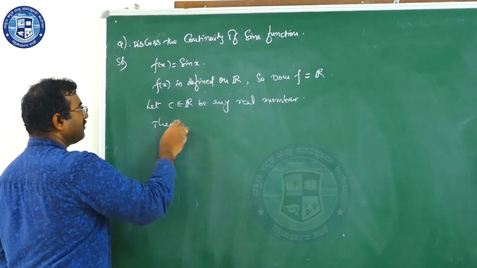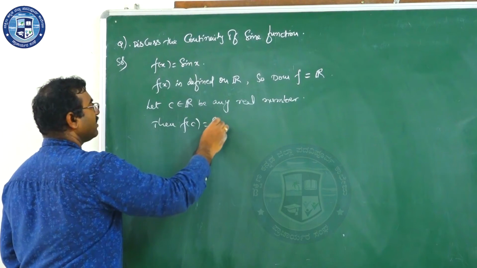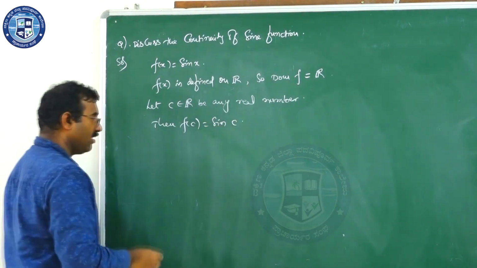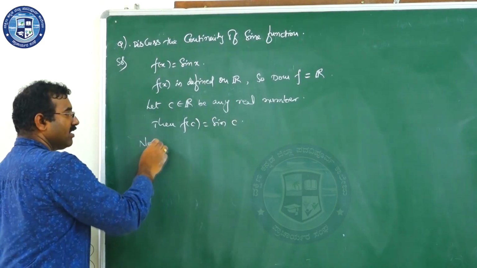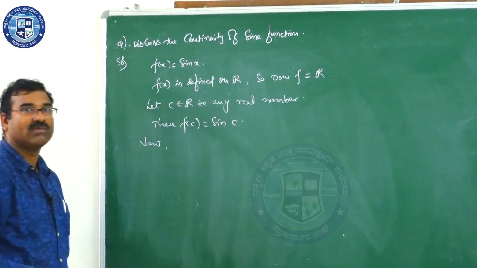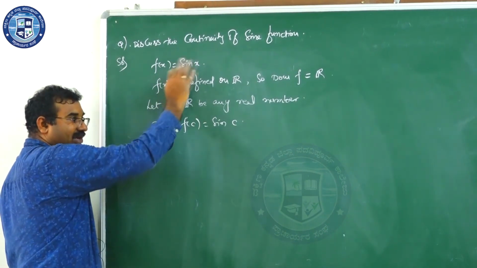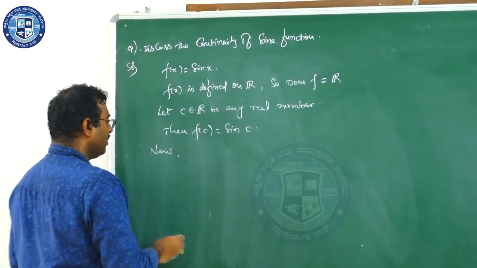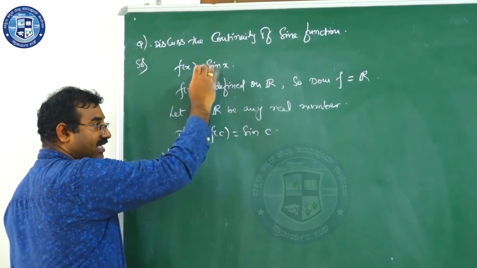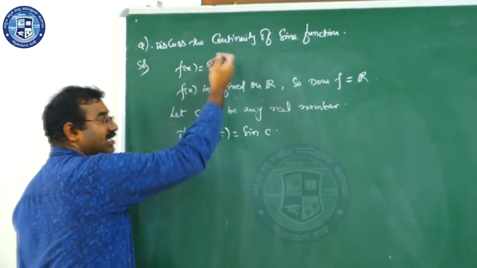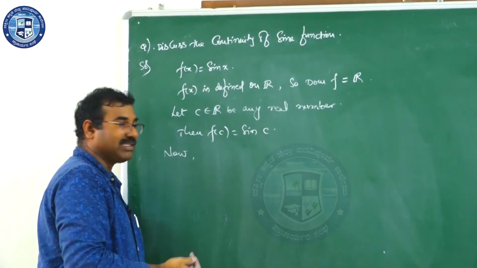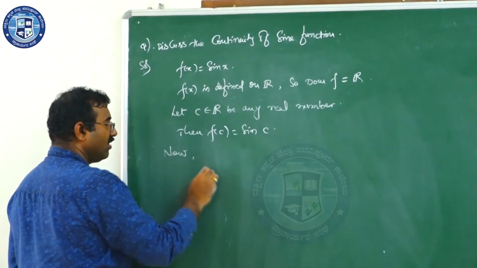Then f of c is equal to sin c. Now we will work out the limit. It is not necessary to work out left-hand and right-hand limits because it is a single function. It is not splitting, it is a single function, right? So the function is not changing here, for negative values or for positive values. So we will work it out.